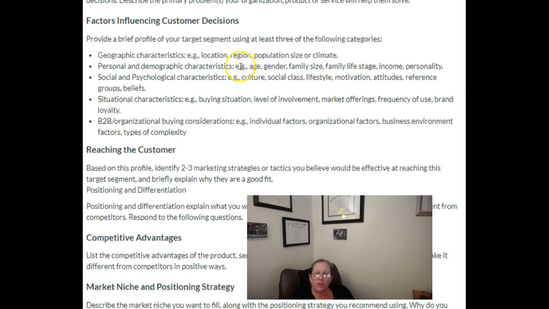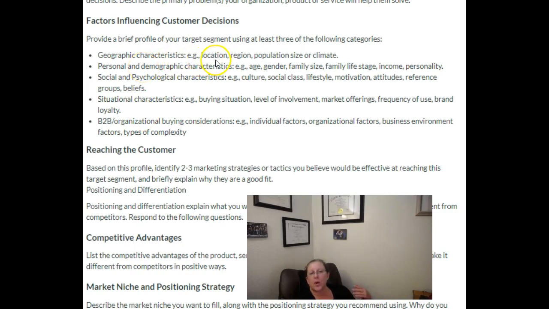Then you'll give a brief profile of your target segment. Use at least 3 of the following categories. So either geographic, personal and demographic, social and psychological, situational characteristics, and then B2B or organizational buying considerations. So pick at least 3 from this category. You could do all if you like, but at least 3.